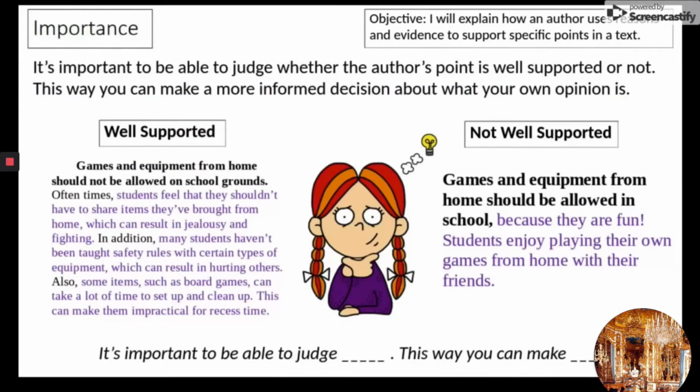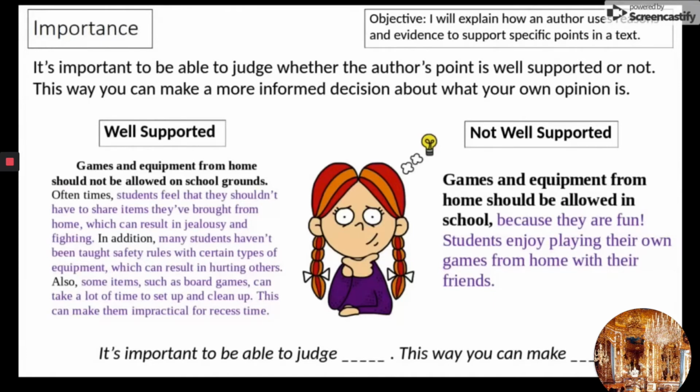It's important to be able to judge whether an author's point is well supported or not. This way, you can make a more informed decision about what your own opinion is. Everything you read, you're probably not going to agree with every single word you read in your lifetime. So it's important to be able to decipher things, as you're reading an author's text, for you to be able to think, did they support their point well? Did they give me enough evidence to convince me? And if so, do I agree with them?